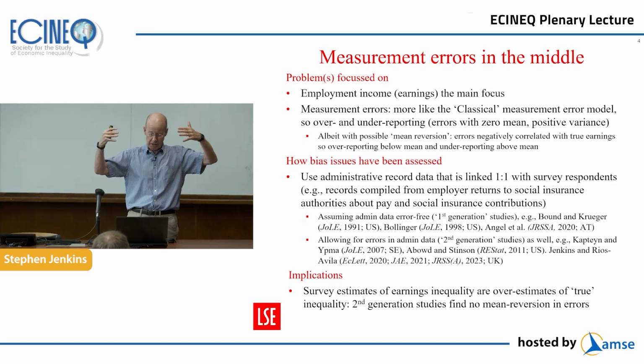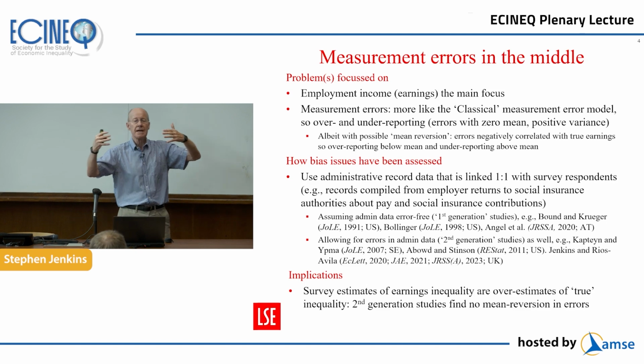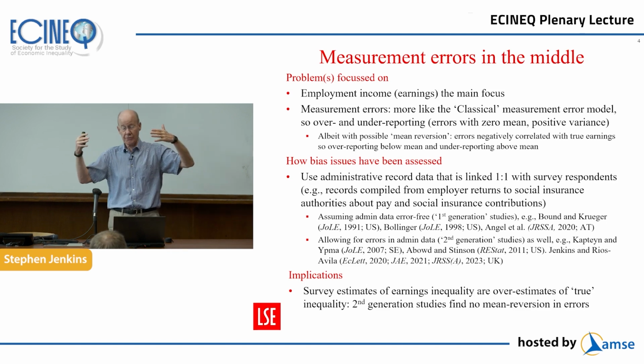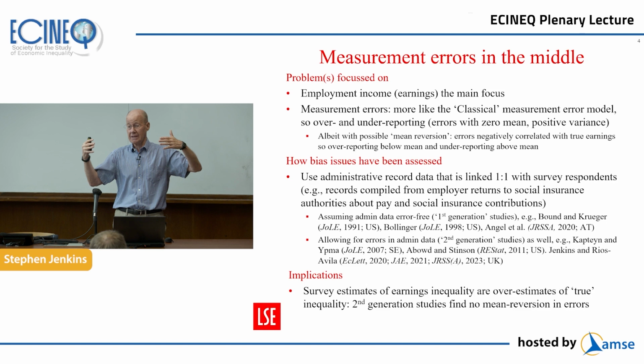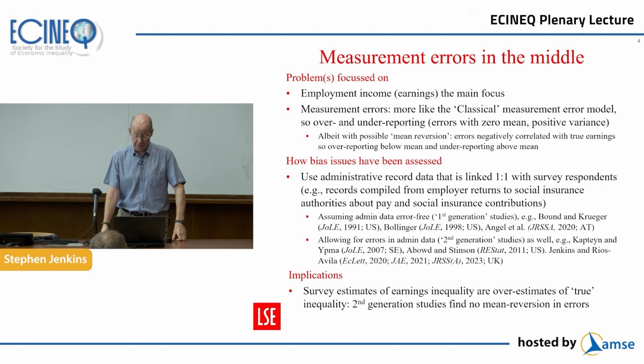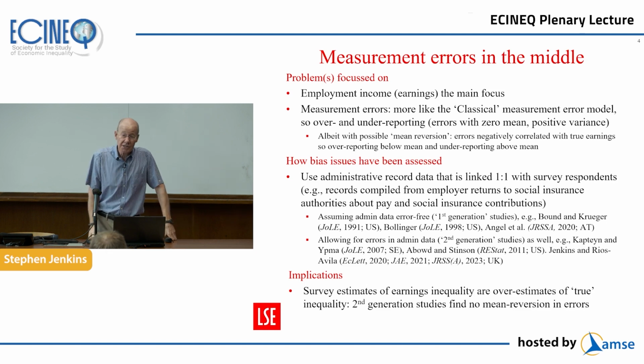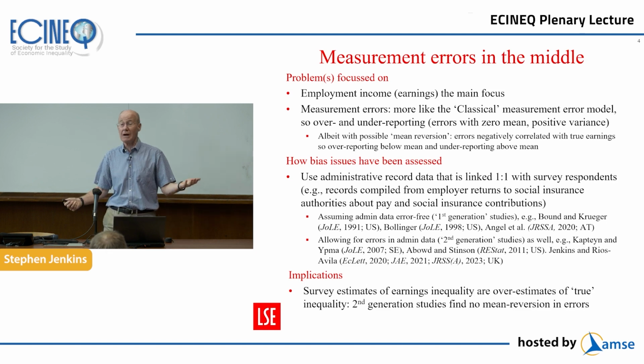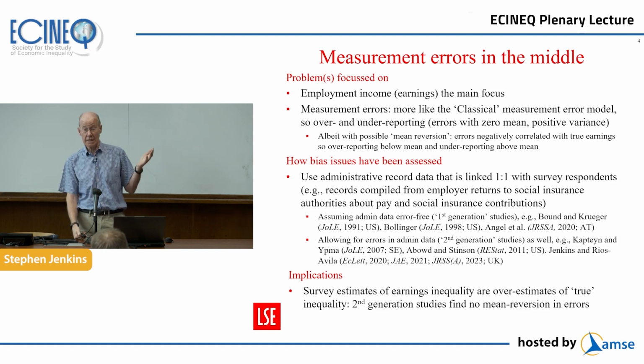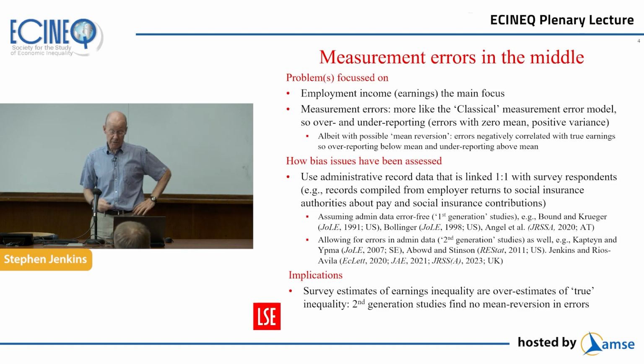The first generation literature effectively assumed that administrative data were error-free. And that's a nice situation if that's true, because you can then put all the measurement errors in the survey and work out its properties fairly straightforwardly. The complication, of course, is that employers may screw up too. So you can allow for errors in the administrative data. Those are what I call second generation studies.